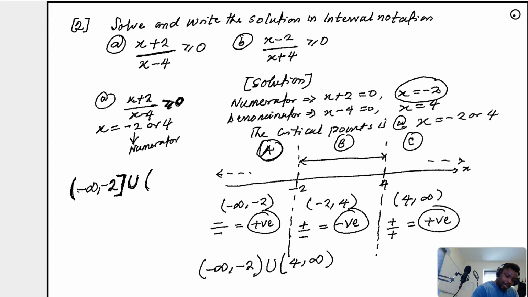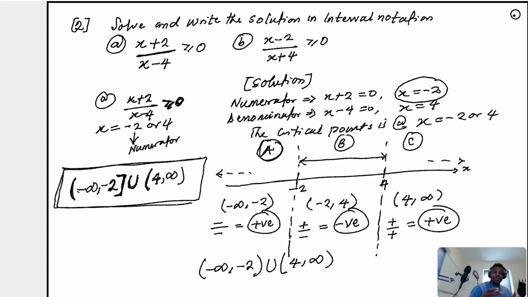comma, is 4 part of the solution? No, because 4 is from the denominator. And I said we are only concerned about the numerator because the denominator will give you undefined. So it is still a normal bracket, then infinity. So this is the interval notation. Easy. So the only difference between step 4 and step 5 is that you have to use step 5 to consider which is actually true for the inequality.